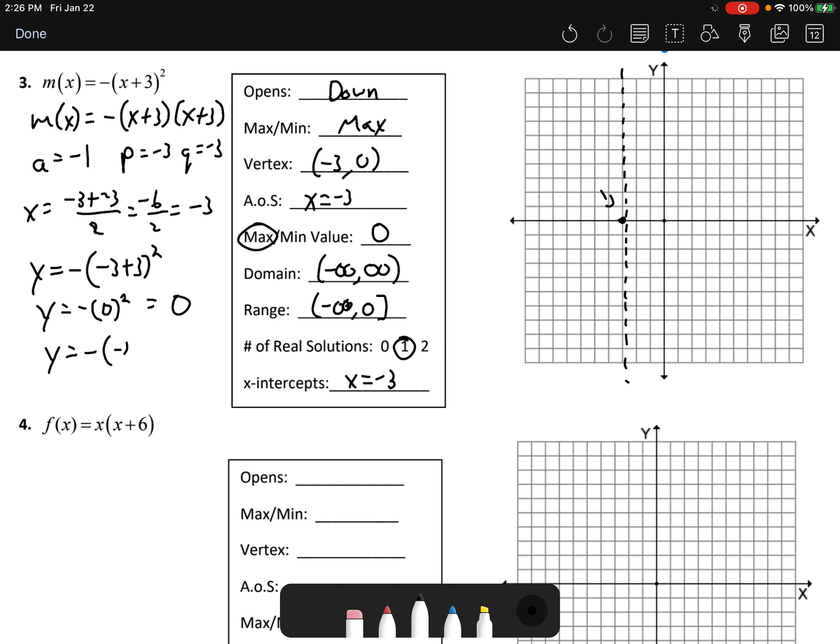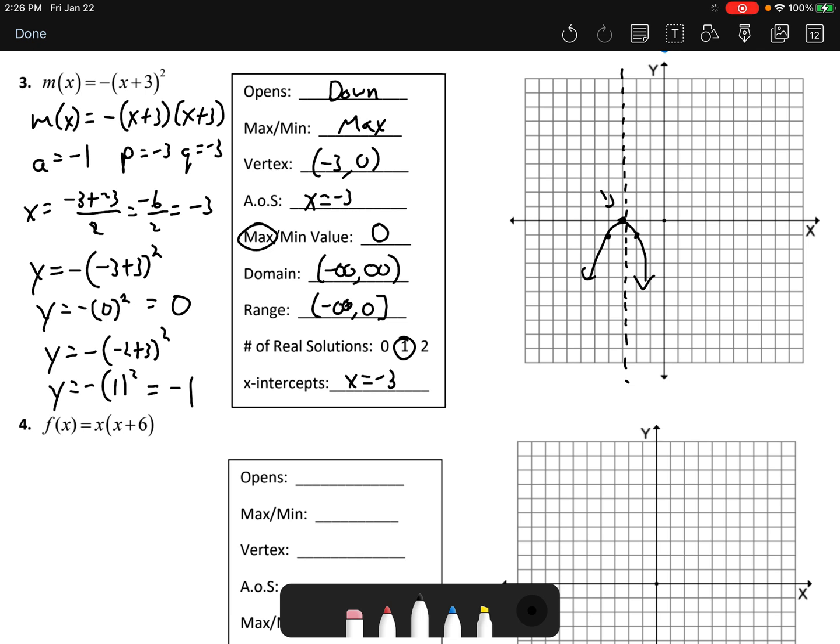So if I put -2 into this problem, okay, so let's see, 3 minus 2 is 1. 1 squared is 1, so that's -1. So the other point would be -2, -1, if we plug -2 in there, and you mirror it, and then we can draw a parabola. Now we have 3 points that we can at least draw it.